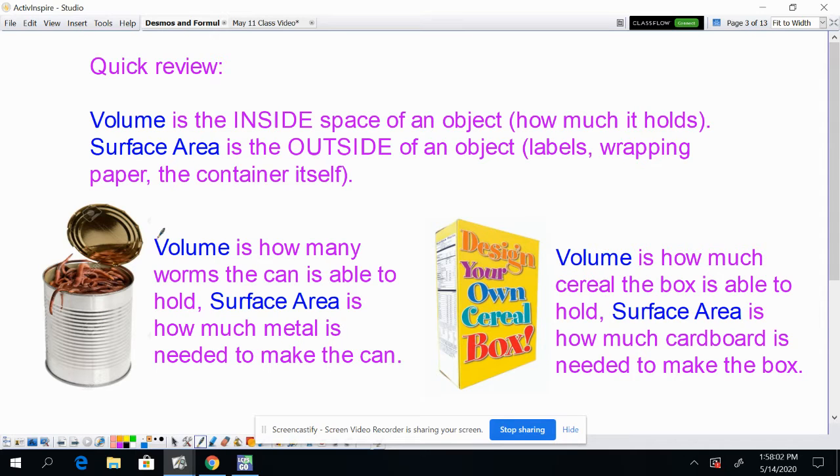So quick review. Volume is the inside space of an object or how much it holds. Surface area is the outside of an object, the labels, wrapping paper, or the container itself. So here, volume is how many worms the can is able to hold. Surface area is how much metal is needed to make the can. Volume would be how much cereal this box is able to hold. Surface area is how much cardboard is needed to make the box.